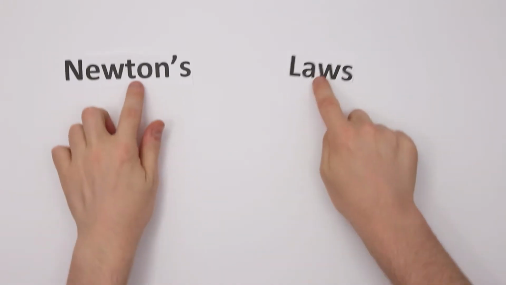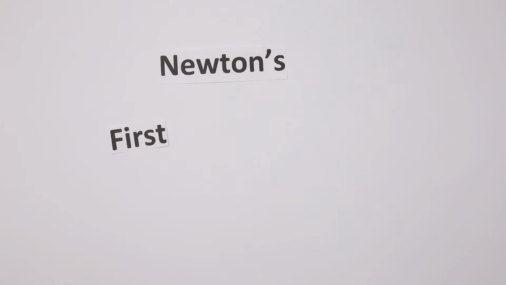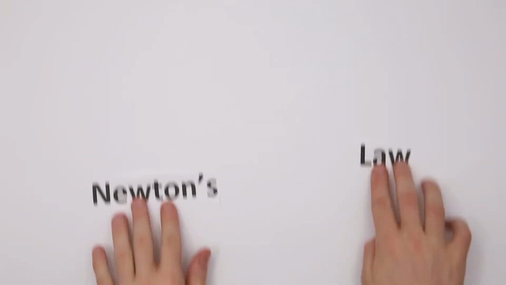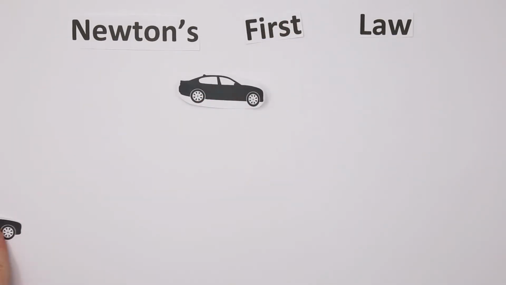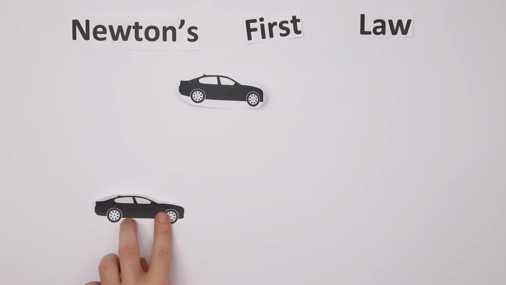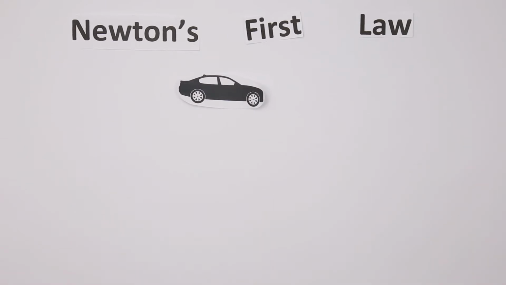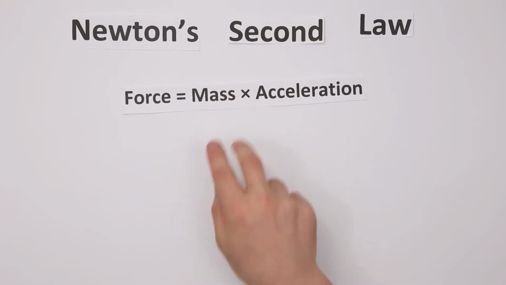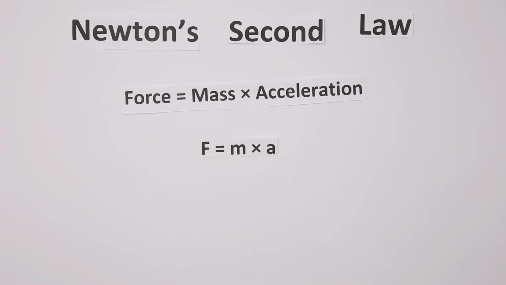Now, in short, there are three laws which define the motion of objects in a straight line: Newton's first, second, and third law. Newton's first law tells us that a body, like this car, will remain at rest or in motion until acted on by an external force, such as the brakes. Now, Newton's second law simply gives us the relationship of force equals mass times acceleration, or F equals ma. I bet you've heard that one before.